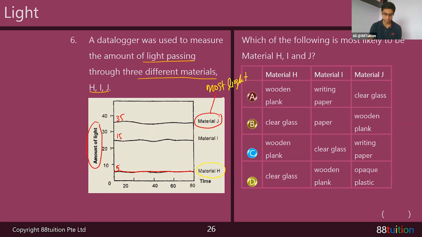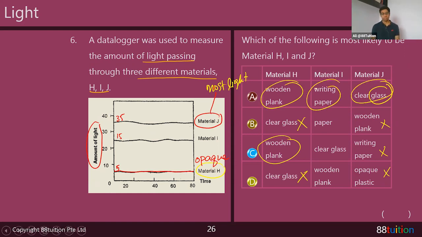Okay, this is the most light going through. So J must be like glass. Is it opaque plastic? Cannot. Writing paper cannot. Wooden plank cannot. Then H is the least light going through, must be opaque. Right? So go to H, must be opaque. Cannot be clear glass. Cannot. Wooden plank can. Okay? Here, clear glass can. Writing paper? Okay, can. Because it's in between the opaque and clear. That's it. Answer A.